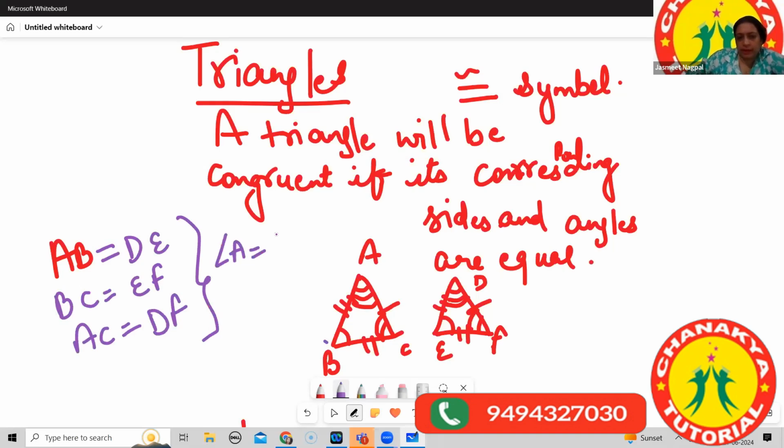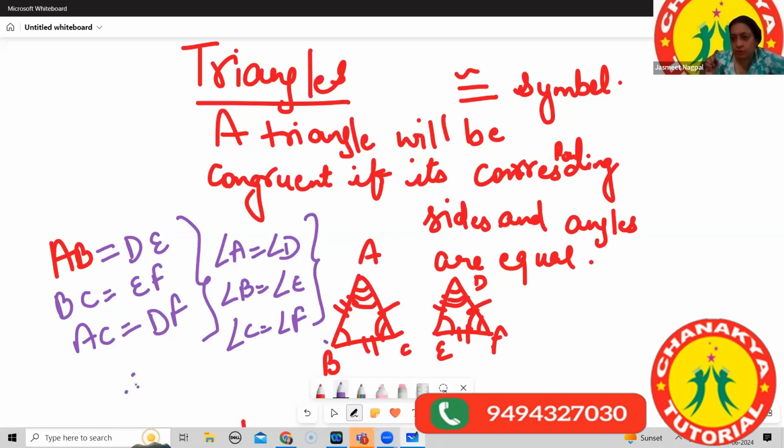Angle A is equal to angle D, angle B is equal to angle E, and angle C is equal to angle F. These three are also possibilities in these two triangles. So you have to choose only three. Then you can say triangle ABC is congruent to triangle DEF. So always you will compare two triangles.